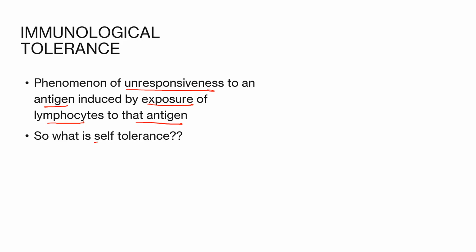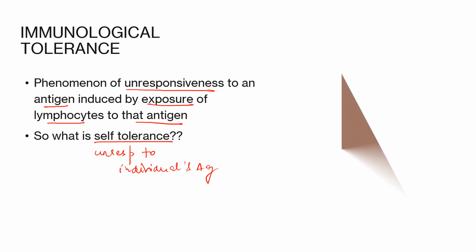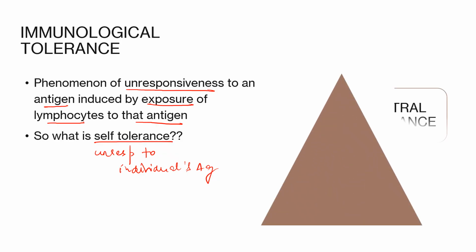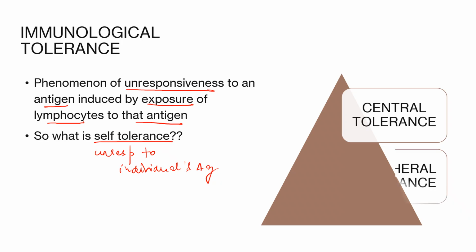Then what is self-tolerance? In self-tolerance, there is basically unresponsiveness to an individual's own antigens. Broadly, immunological tolerance can be classified into central tolerance as well as peripheral tolerance. Are you a little confused about this definition and the classifications? We'll explore this in the further slides.